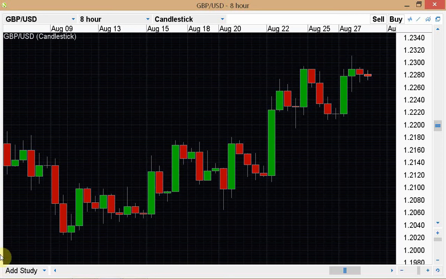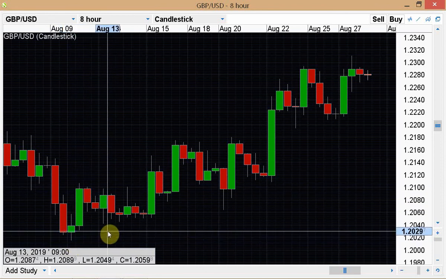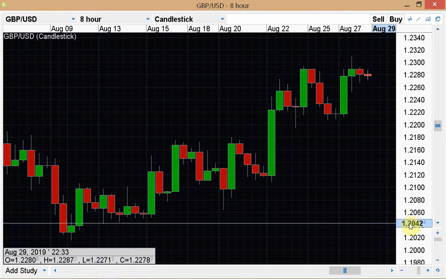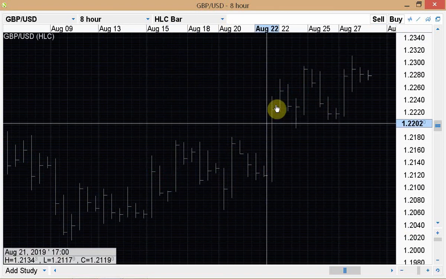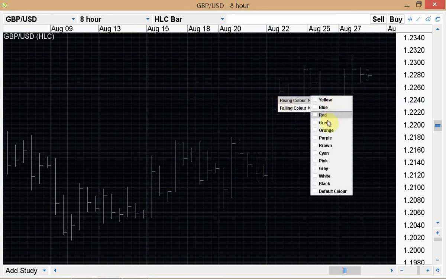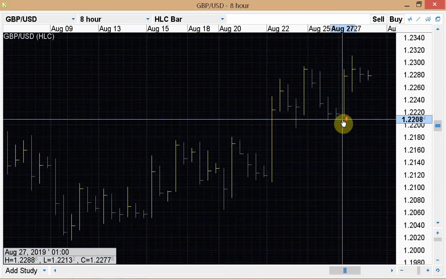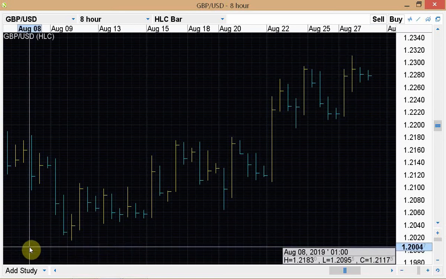If we start from here, I see that there's a high here, and then obviously a low here, and then there's another low over here. This is actually the low, because if you look at the bar length, this is the low. We can try to make this into a bar and connect the rising color. If we make it yellow, is it easier to see? Everything is difficult to see actually. Falling color, if we make it cyan. Okay, is it better? Yes.